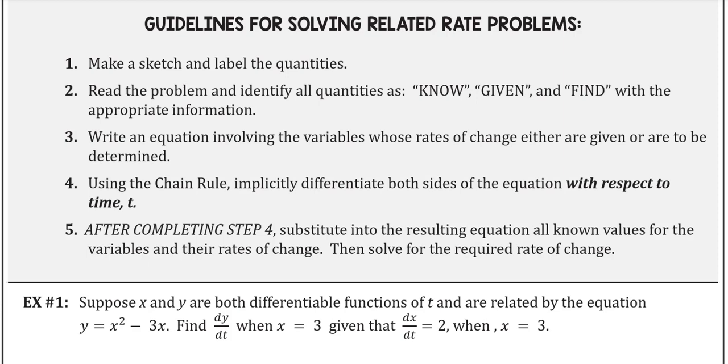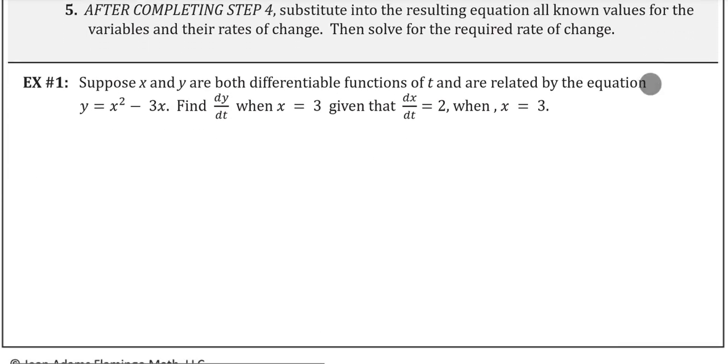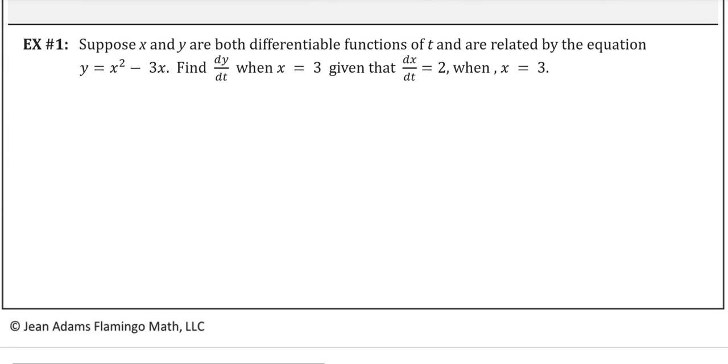And always make sure you use the chain rule and use implicit differentiation on both sides with respect to time. So after you do that, you want to substitute in all the values that you know, and you should be able to get the related rate that you're looking for. So don't do any substitution until the end. Okay, so let's go through a couple of examples here and see how we do.